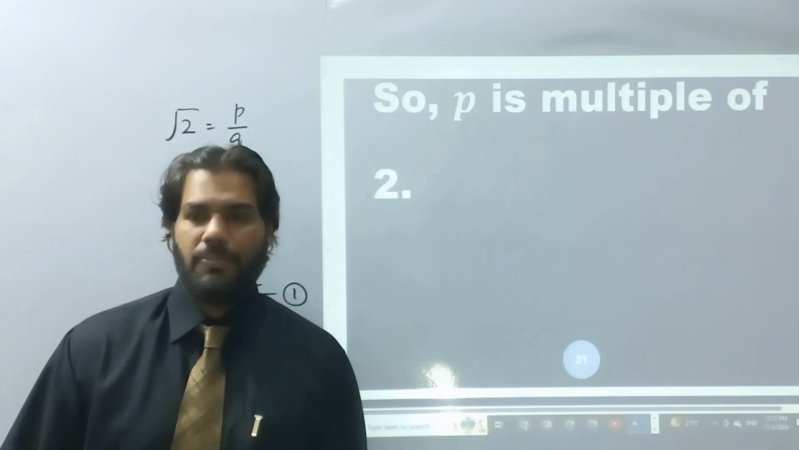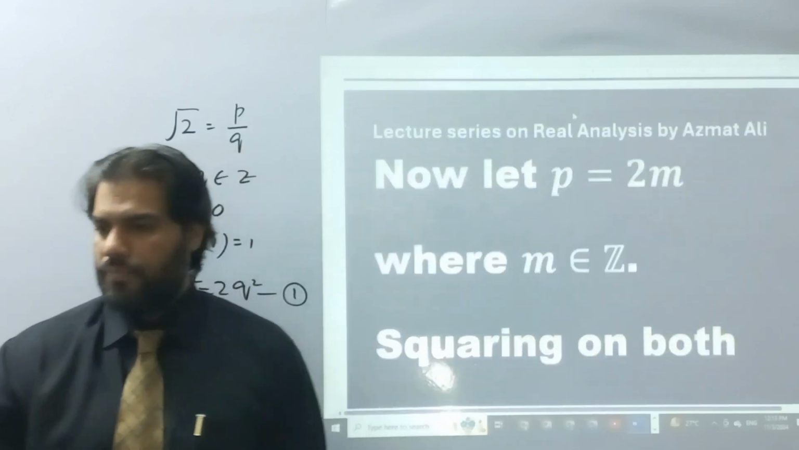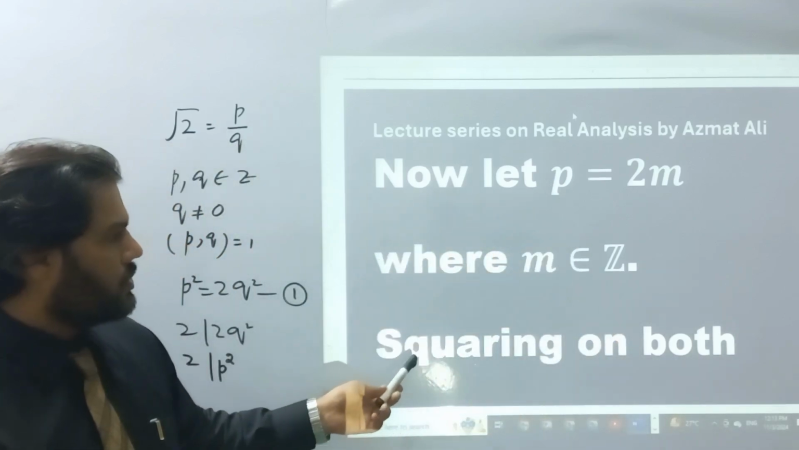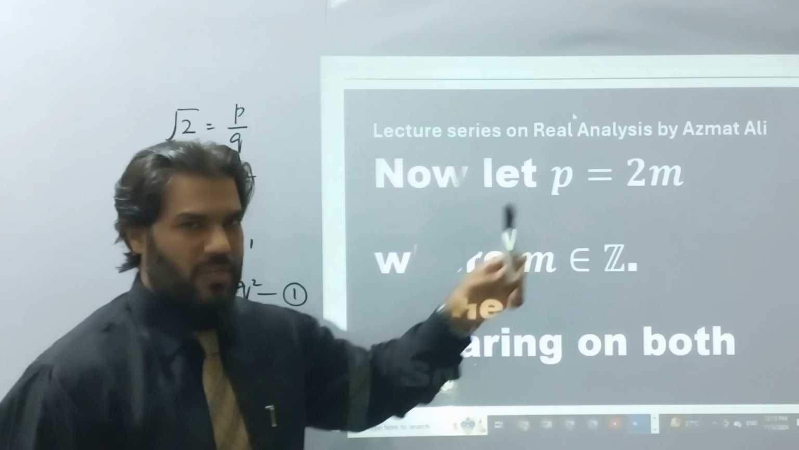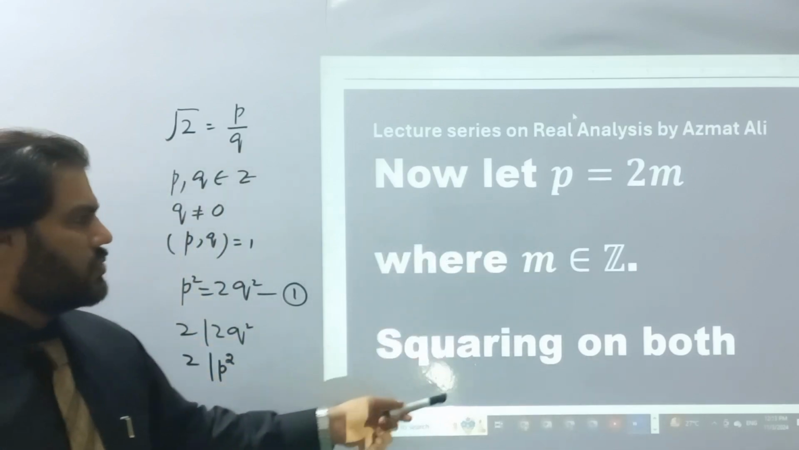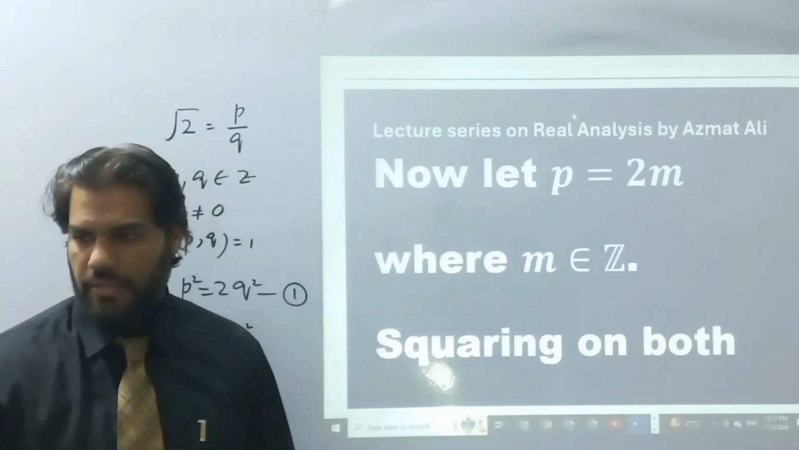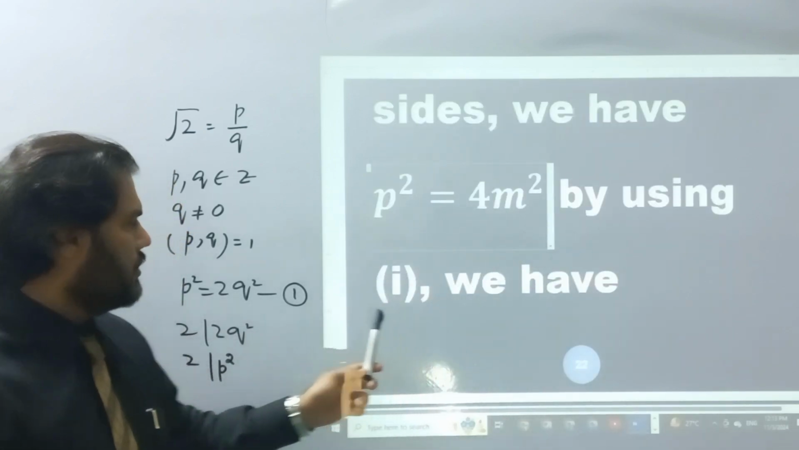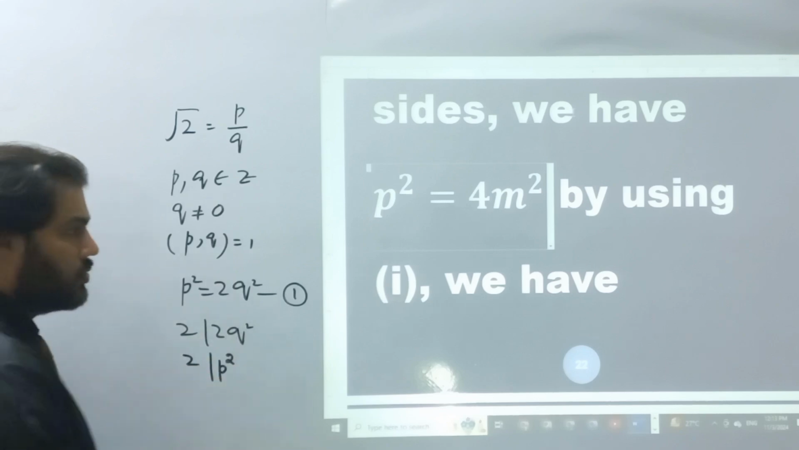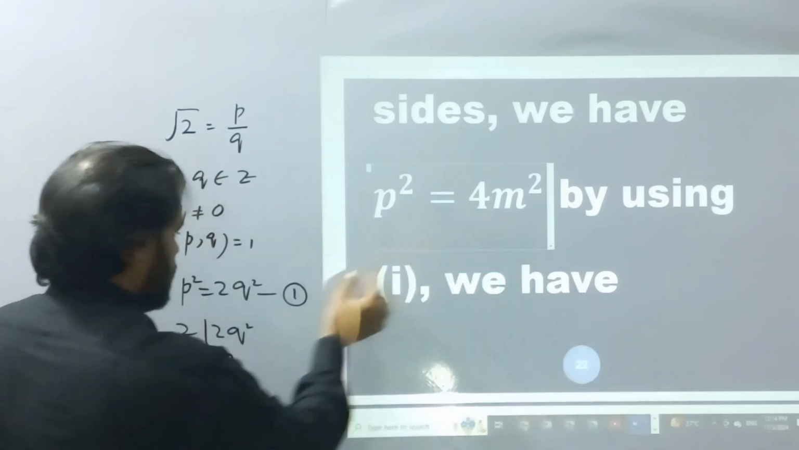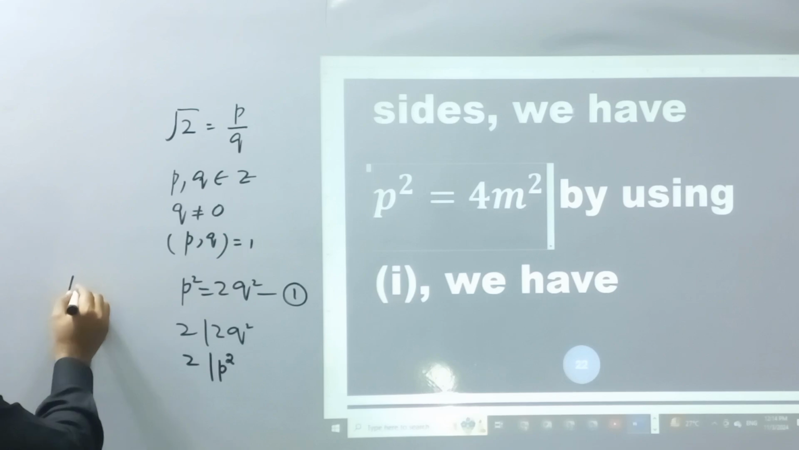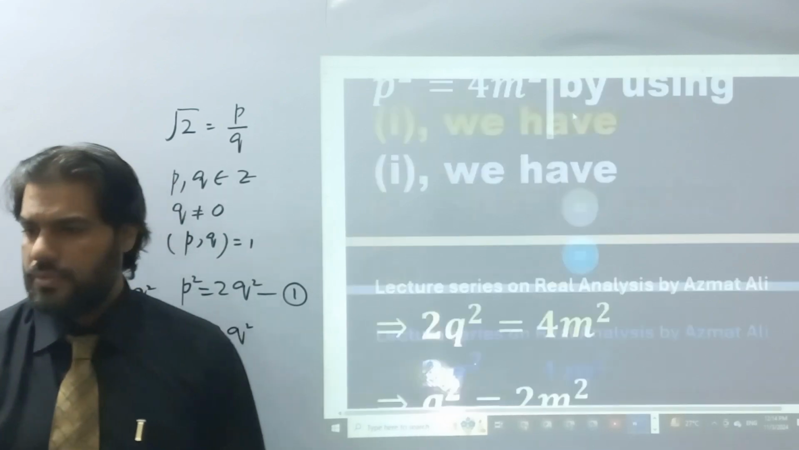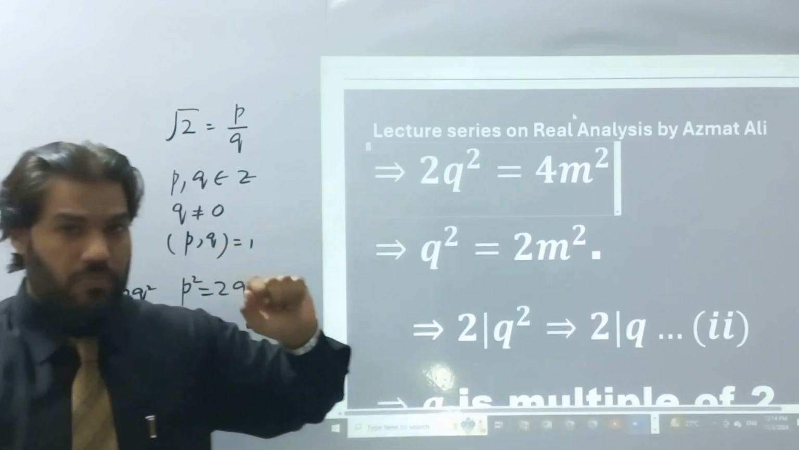Now you can write p as, let p is equal to 2m, where m is an integer. Now put this value of p equal to 2m in equation number 1, squaring on both sides to find the value of p square. We have p square is equal to 4m square. By using equation number 1, p square is equal to 2q square. So putting this value of p square, that is 4m square, we have 4m square is equal to 2q square. So this is our second equation.